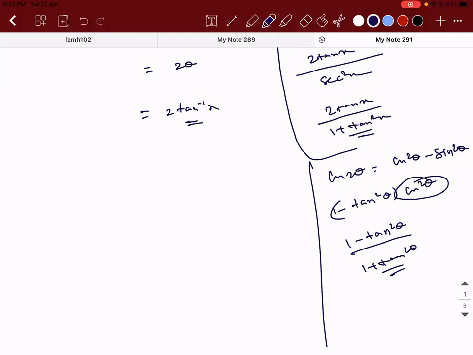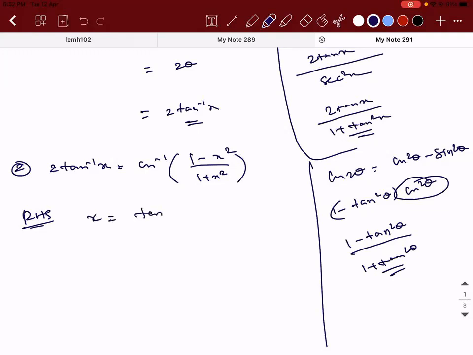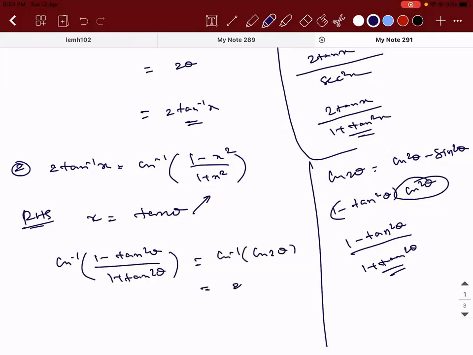Now we need to prove the second property. What is it? 2 tan inverse x is equal to cos inverse of 1 minus x square divided by 1 plus x square. Again, I'm considering RHS. So I'll take the RHS and I'll put x is equal to tan theta. Wherever you see 1 minus x square by 1 plus x square, it is looking in what format? 1 minus tan square theta by 1 plus tan square theta. Substitute it. So cos inverse of 1 minus tan square by 1 plus tan square, cos inverse of cos 2 theta. This will give you 2 theta, which is 2 tan inverse x.